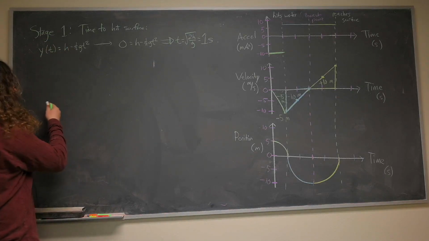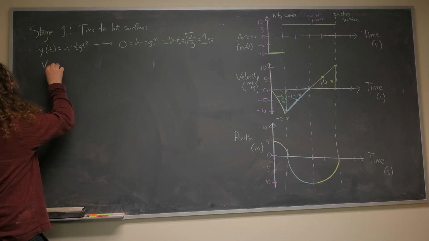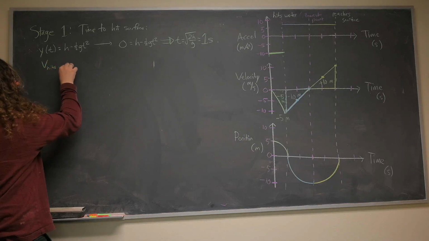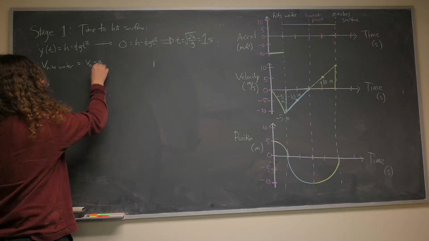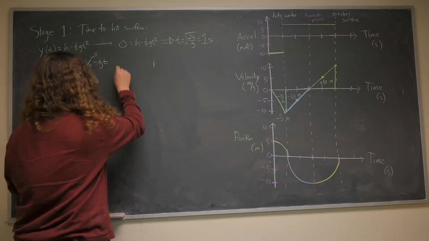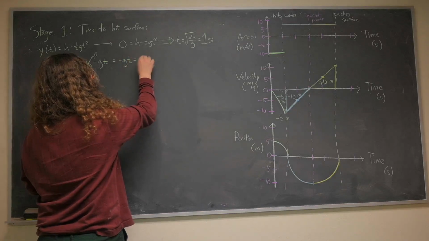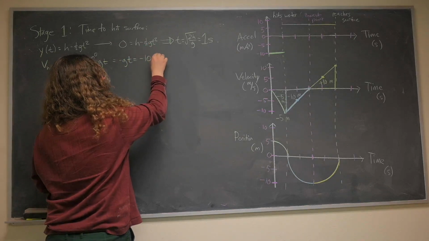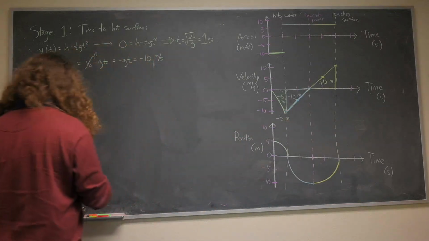Then the velocity when it hits the water is going to be v naught minus gt, but v naught is 0 here because it's dropped from rest. So this is going to be minus gt, or minus 10 meters per second. Hey, we figured this out graphically over there.